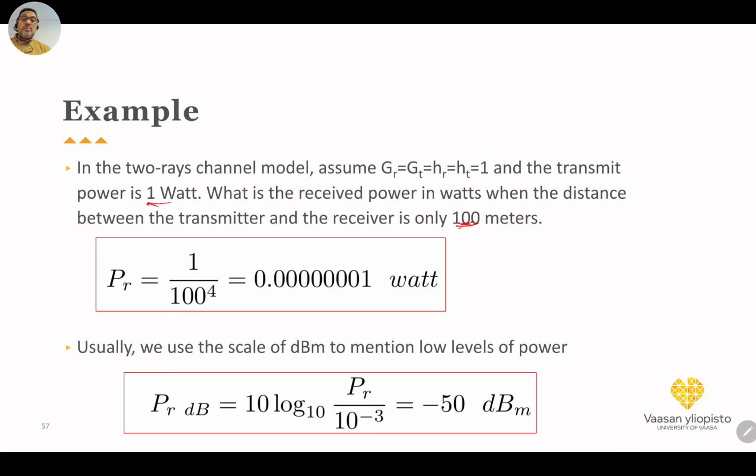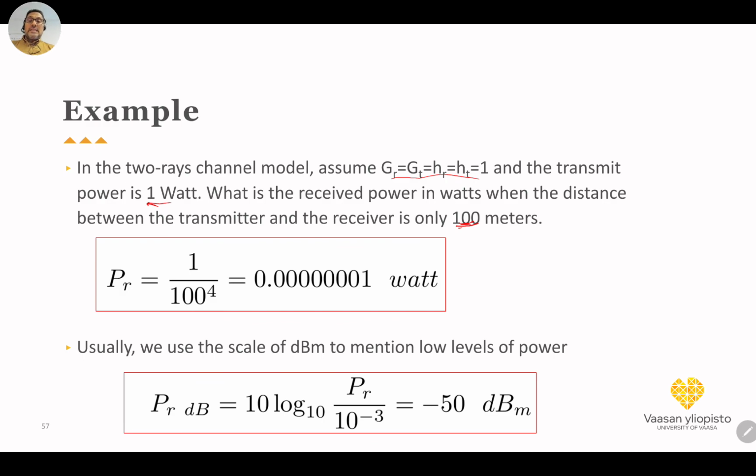Based on the previous equation, the power received equals the power transmitted times these values, all of them 1, divided by 100 to the power 4. So the power is very, very small, as you can see here. It is 1, 2, 3, 4, 5, 6, 7. It is 0.1 microwatt. So it is a very, very small power that you can receive from that transmitter.